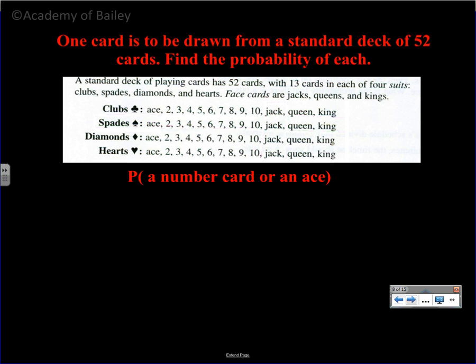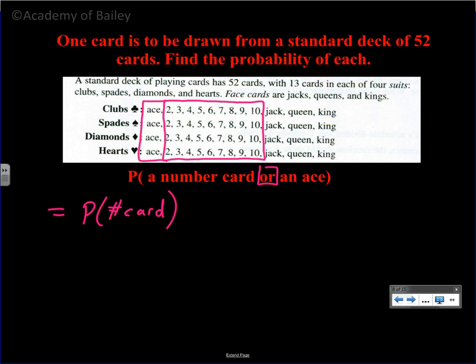This next one, probability of a number card or an ace. Probability of a number card. 2 through 10. Those have numbers on them. And then ace. There are 4 aces. Well, we know that this is an or in here, so we're only going to be trying to get one of those in one pool. The probability of a number card or an ace. We only have one event here.